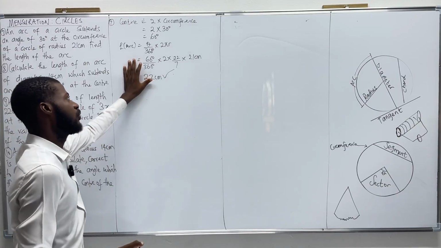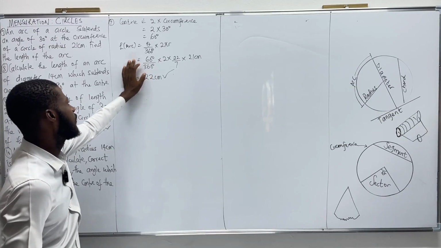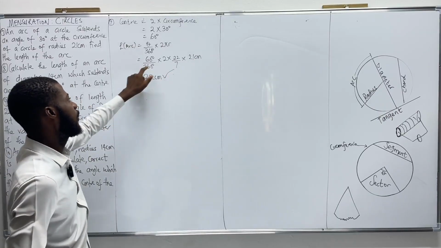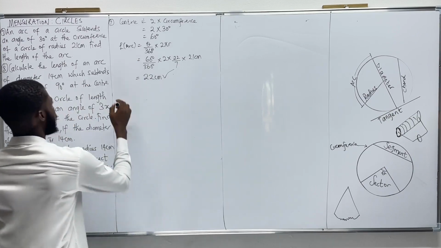You can actually cancel out too. It's just that I don't want to take up time. So you can multiply everything at the top, multiply everything at the bottom, then you divide. It's still going to be the same thing. Question 8.